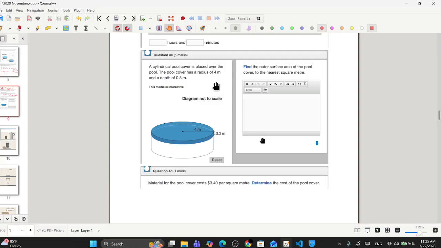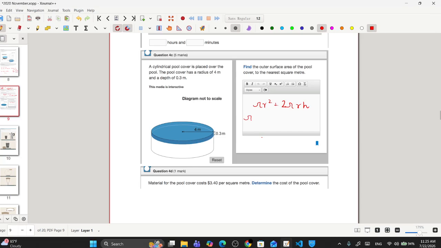Now, in order to find the outer surface area, it can be found by two ways. The formula that we usually use, and that is going to be given in the exam, is pi r square plus 2 pi r h. That's the formula that's used in the case of a cylinder when a circle has also been given.